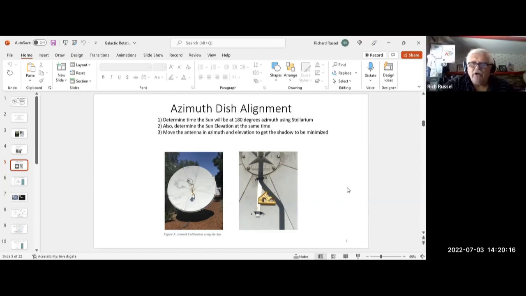I think you guys will find that azimuth is really one of the issues on alignment. Are you really pointing at 180 or at north when you do these drift scans?